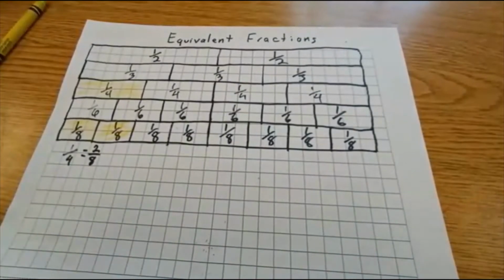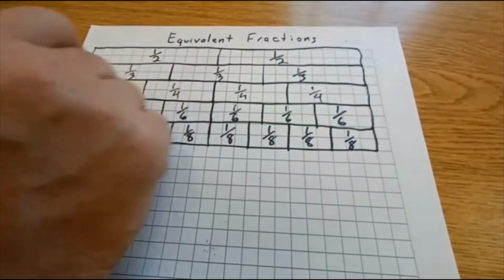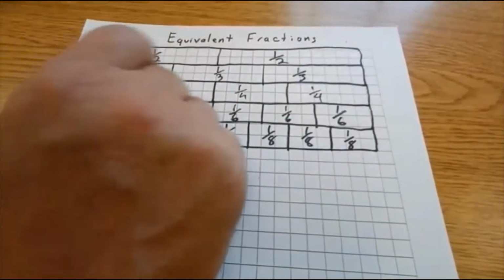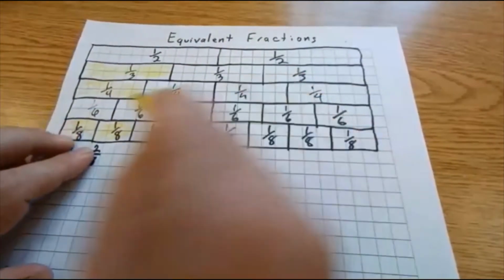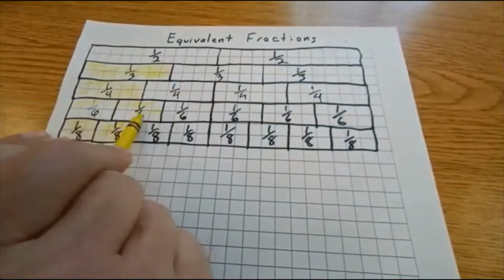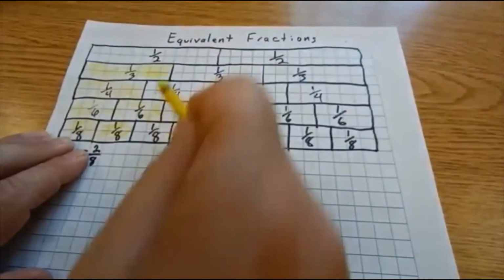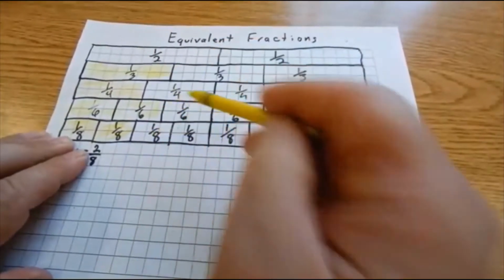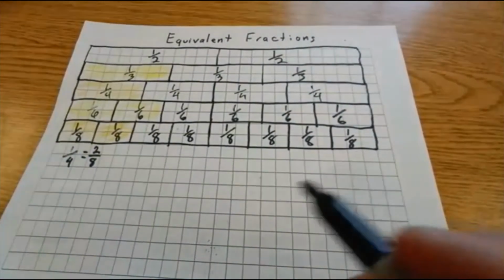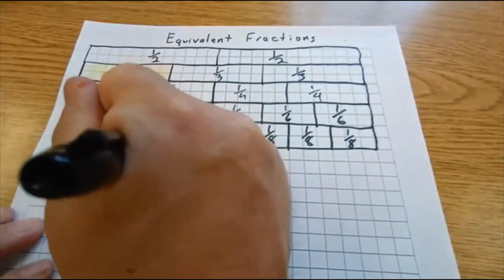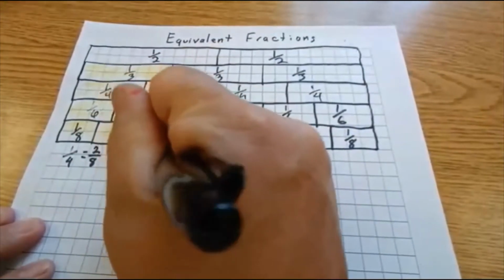Next one I'm going to do is 1/3. So I got 1/3. It's kind of a greenish yellow. And I see that it lines up exactly with 2/6. They're equal because they line up with each other. I have the same equal size strips, so I can say that 1/3 is equal to 2/6.